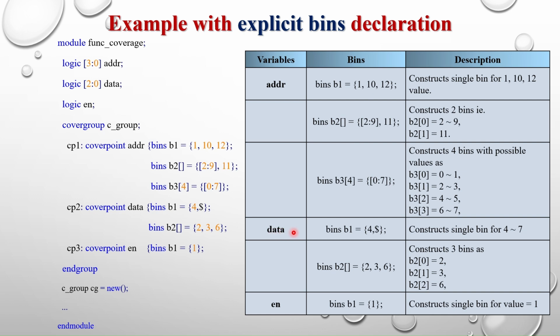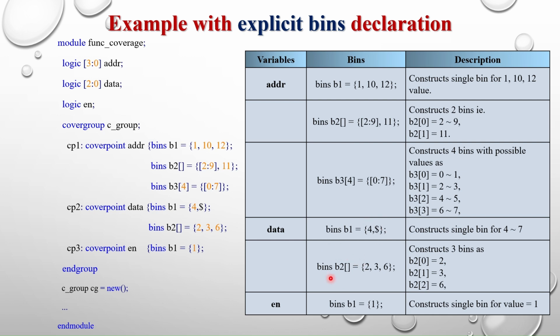And next one is the data cover point. In the cover point data, the first definition is bins b1 equals 4 comma dollar. So 4 comma dollar means what? Maximum size, right? And what is the maximum size? Data has 3 bits, 2 to the power 3 is 8, so 0 down to 7. 7 is the maximum value. That's why it constructs a single bin for 4 to 7, which is 4, 5, 6, 7. If any of the values 4 to 7 is provided for the data variable, then this b1 will be counted. Bins b1, 4 down to dollar.